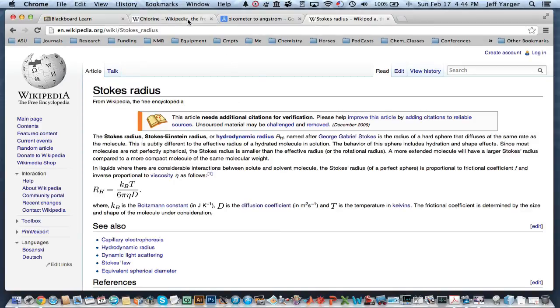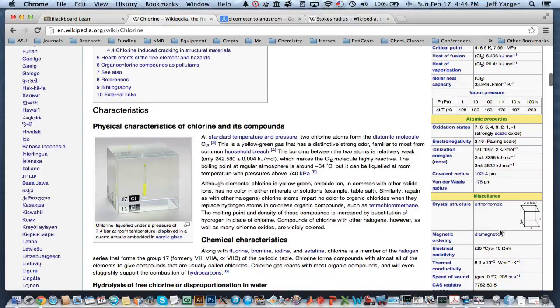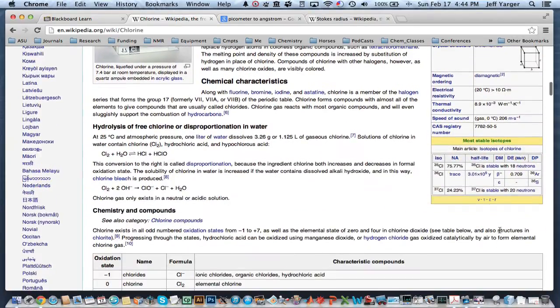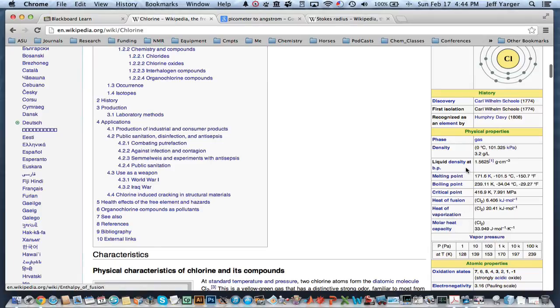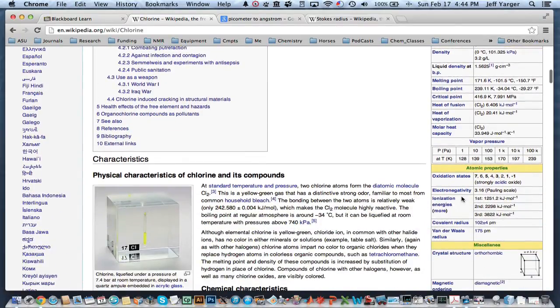The other thing that's nice to know is that chlorine typically has a covalent radius of about 1 angstrom, or about 1.75 angstrom van der Waals radius. But in this case, our chlorines are covalently bound. So I just looked both of those up on Wikipedia.